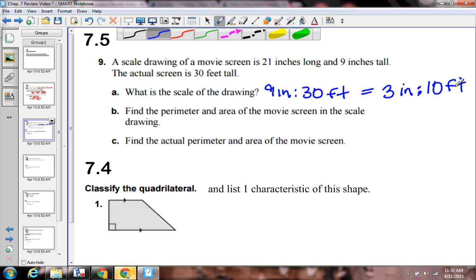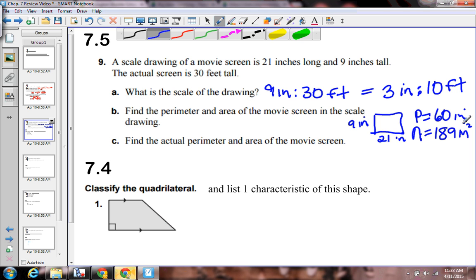Okay, we're going to use that scale in a minute, but first let's find the perimeter and area of the drawing. So I like to draw a picture to actually see it, and we have 9 inches for our height and 21 inches for our width. So in order to find the perimeter, when we add the side lengths up, we get 60 inches. And when we multiply length times width for the area, we should be getting 189 inches squared.